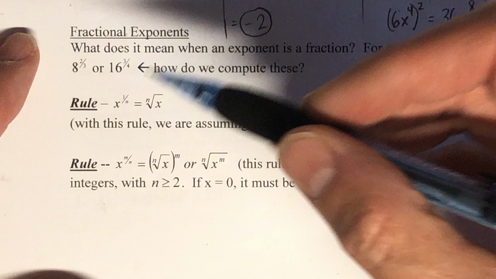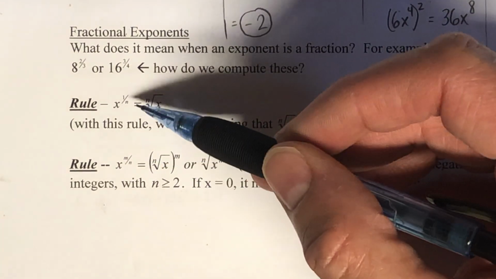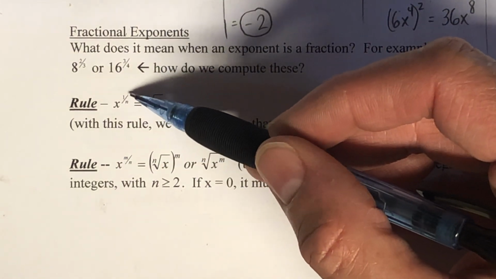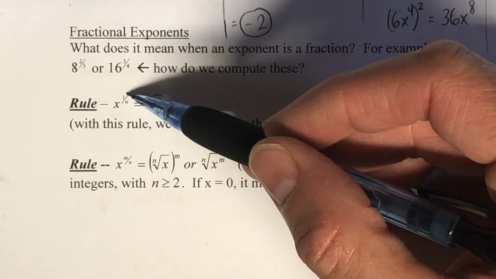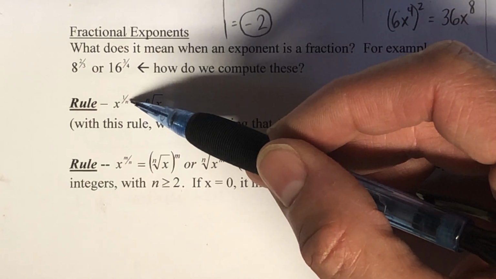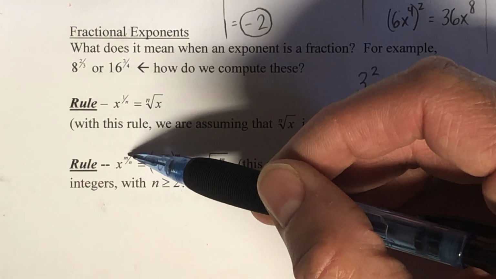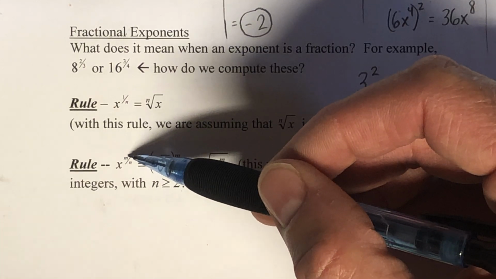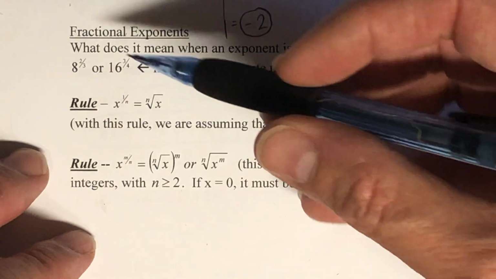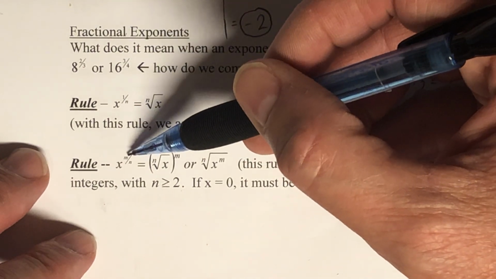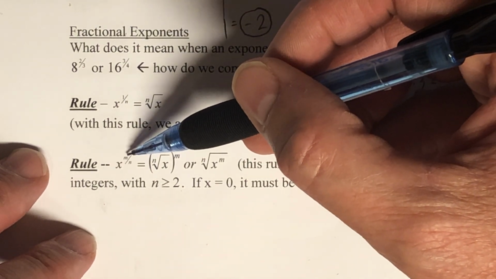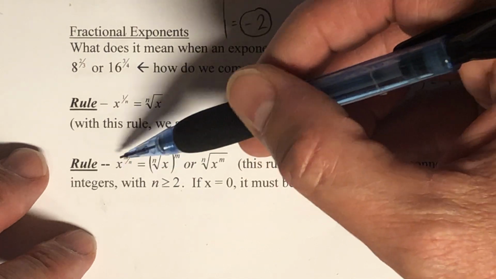Well, these two rules give us some idea of that. This rule is only when the fraction exponent has a 1 on top. But this one allows for there being a 1 on top or another number. And so, because of that, it's easiest just to use this rule only.